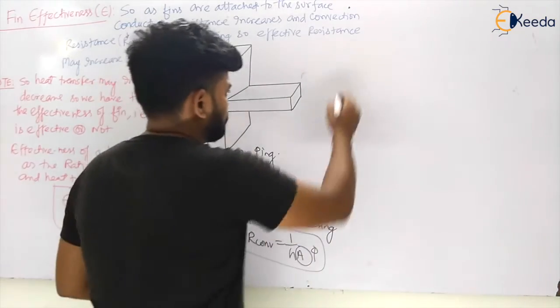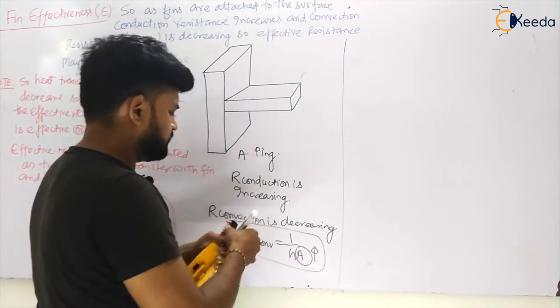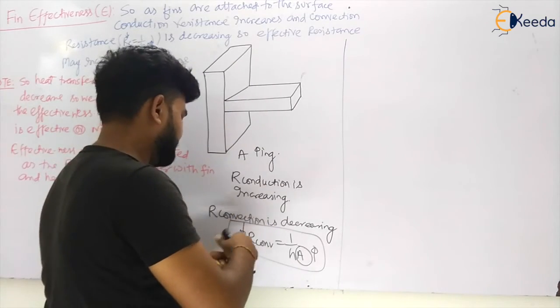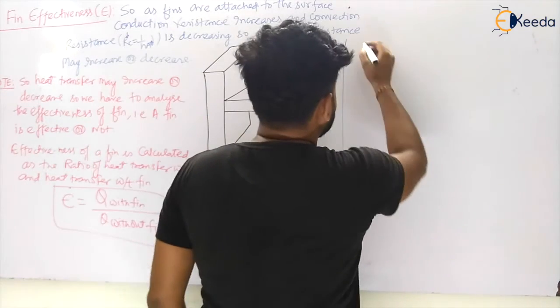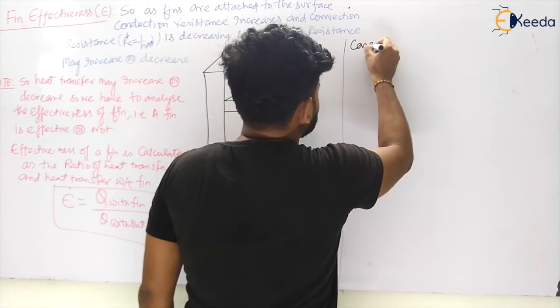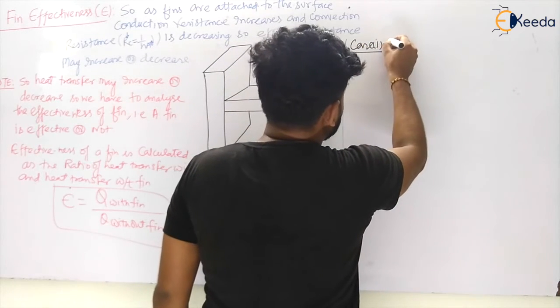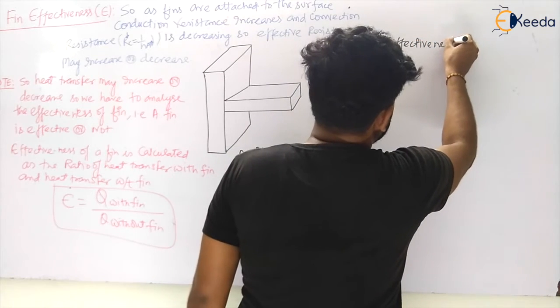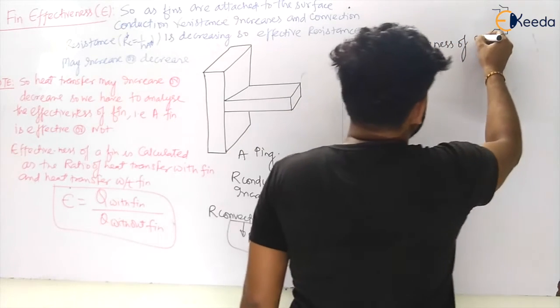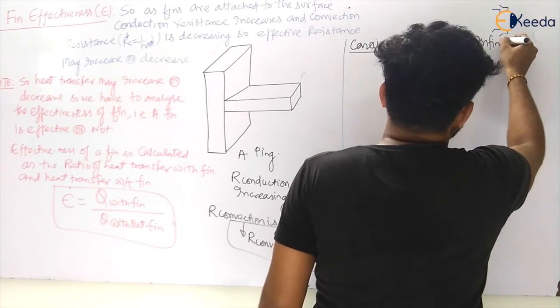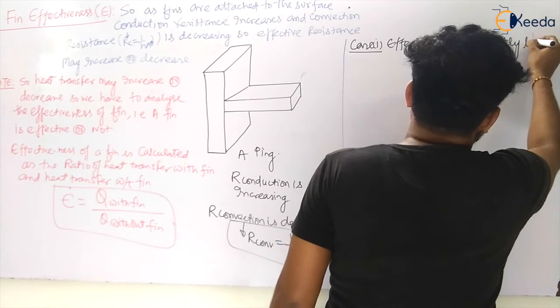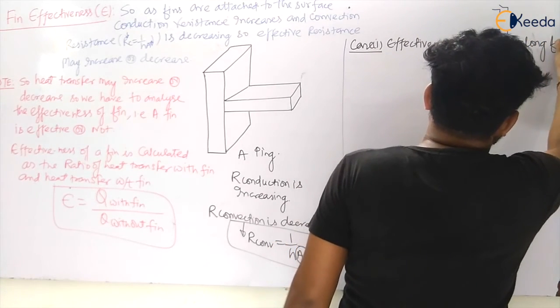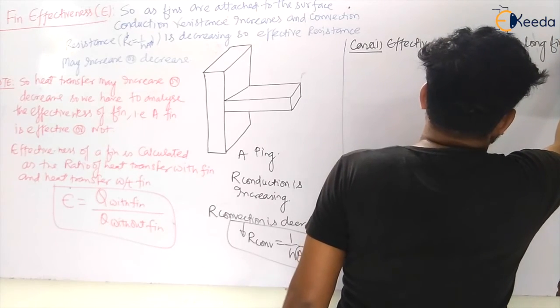Case first is your infinitely long fin. So we can take case first. Effectiveness of infinitely long fin, E infinite.